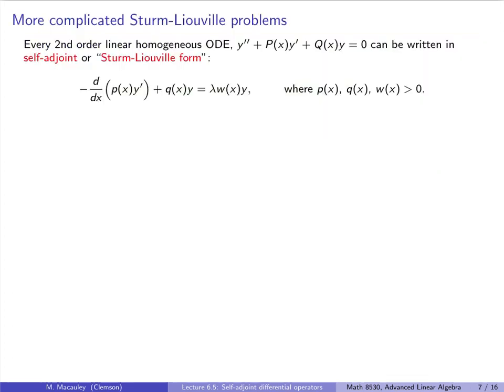As I mentioned in the beginning of this lecture, every second-order linear homogeneous differential equation, that is something of the form y double prime plus p of x y prime plus q of x y equals 0, can be written in self-adjoint or Sturm-Liouville form, like we had in the beginning.